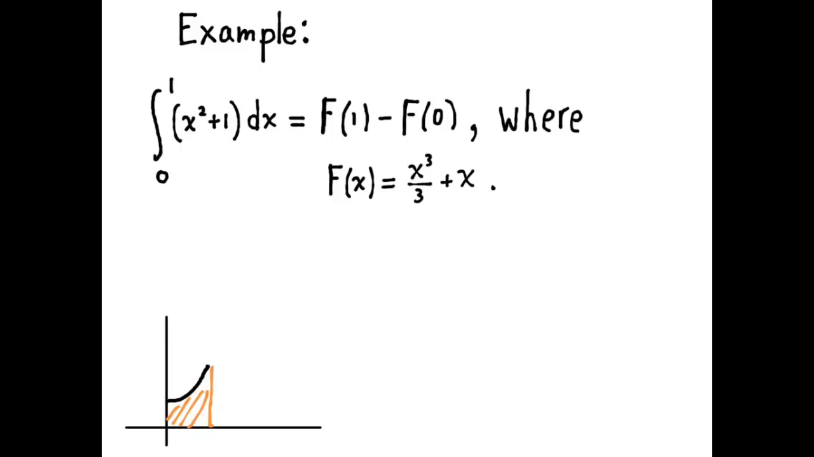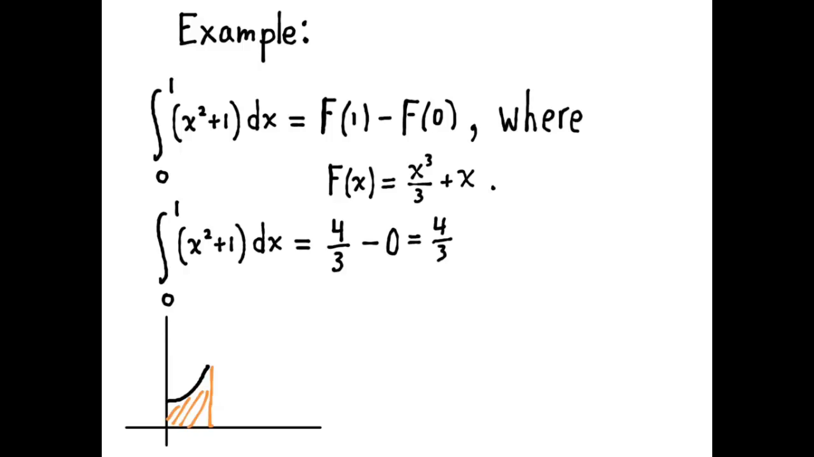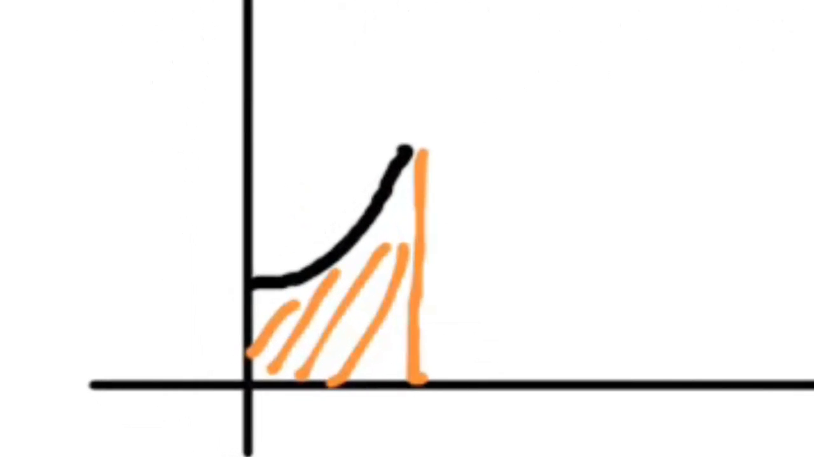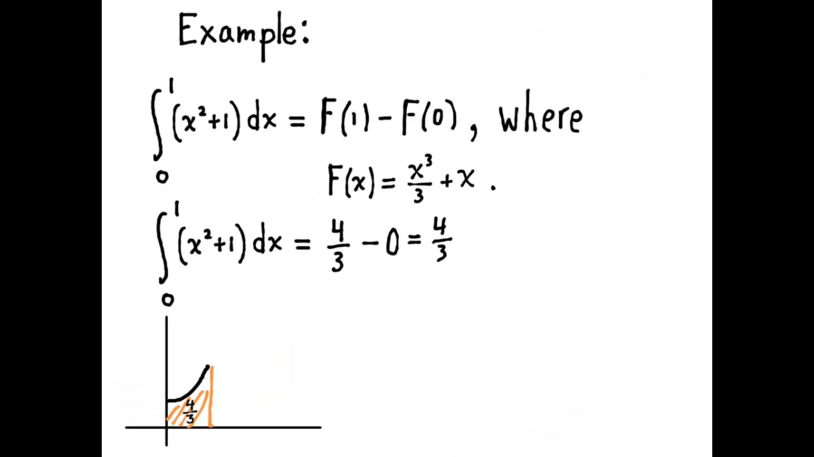And I could find an antiderivative of x squared plus 1 just by using the power rule in reverse. Remember, we don't need the plus C here because it just has to be any antiderivative. So, therefore, the integral from 0 to 1 of x squared plus 1 dx is F of 1, which is 4/3, minus F of 0, which is 0. It turns out it's 4/3. So we have just shown that this area under a parabola, this little orange region, is 4/3.